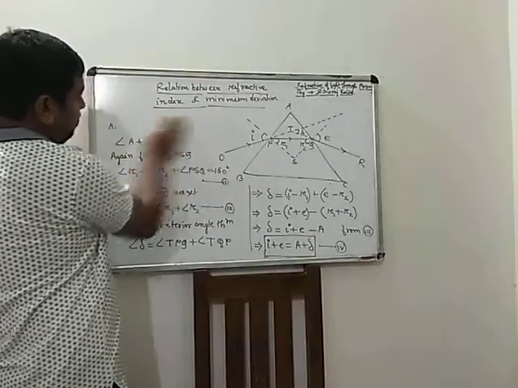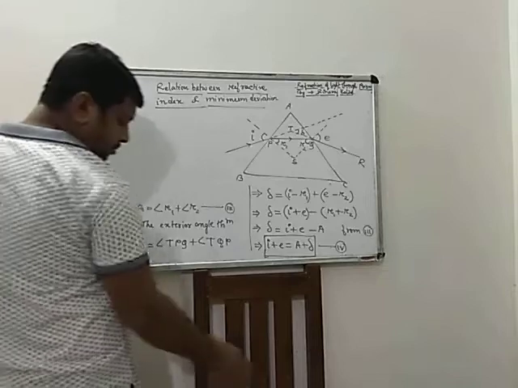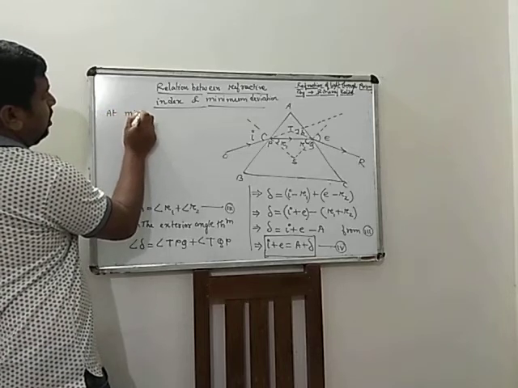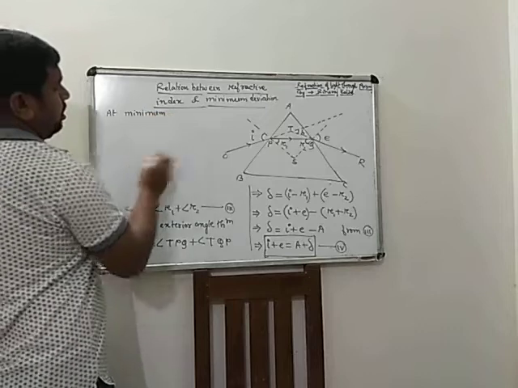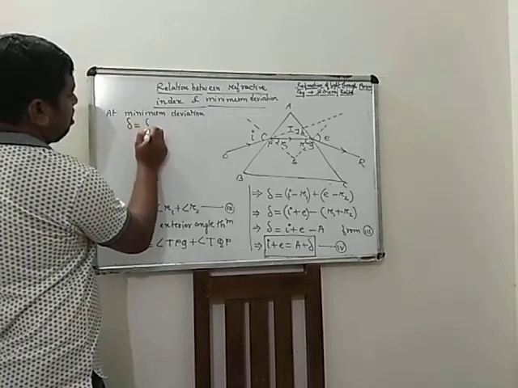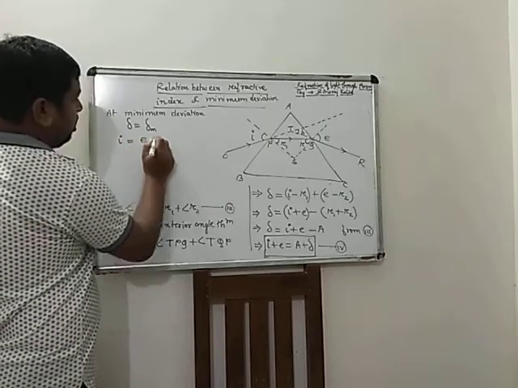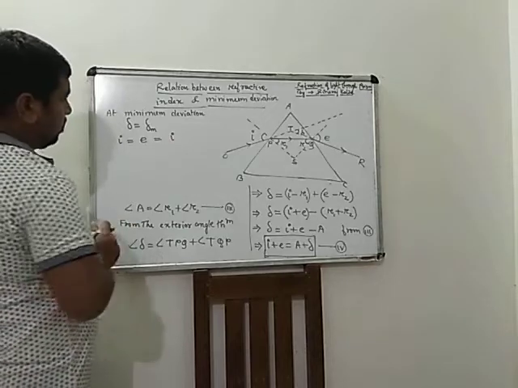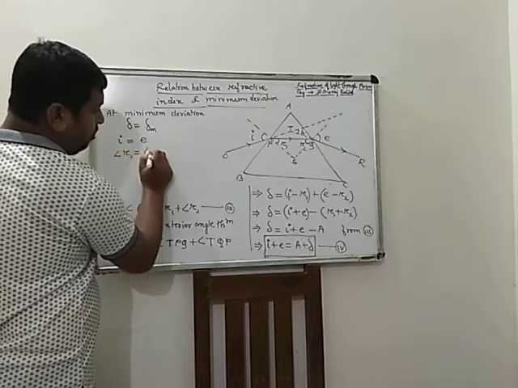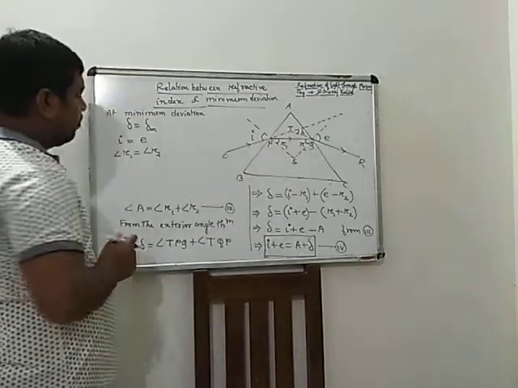At minimum deviation, delta equals delta m, so I equal to E. That means angle I equals angle E, and angle R1 equals angle R2, equal to R.